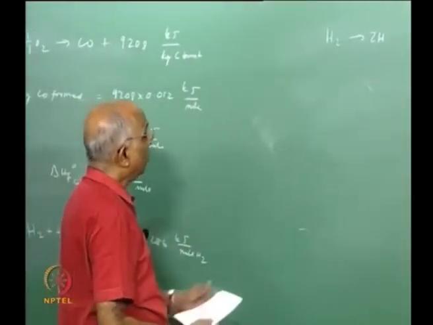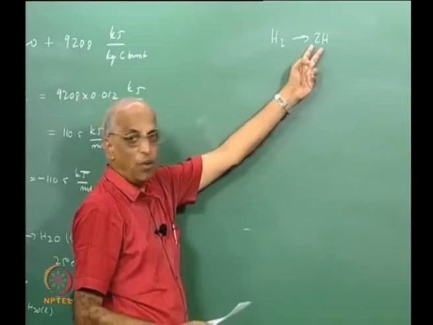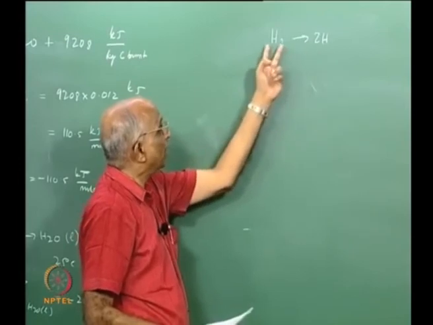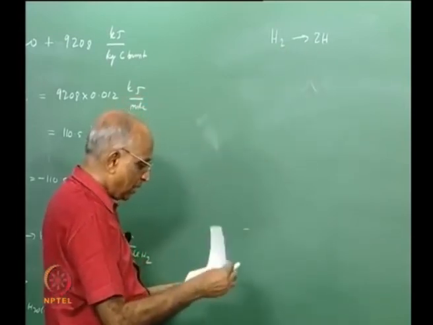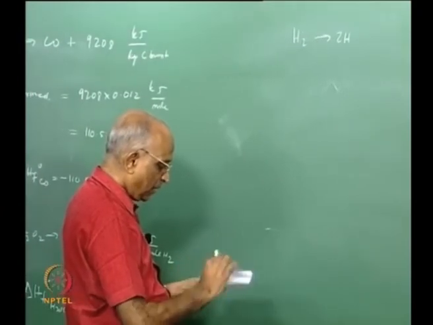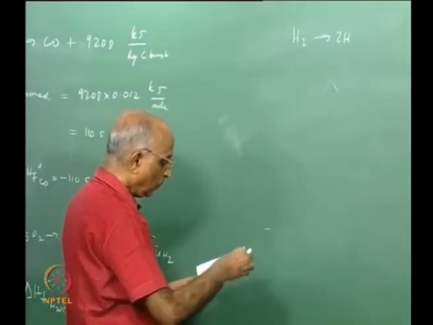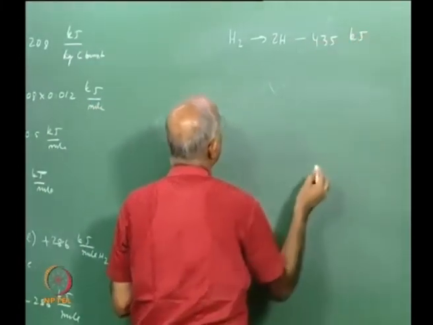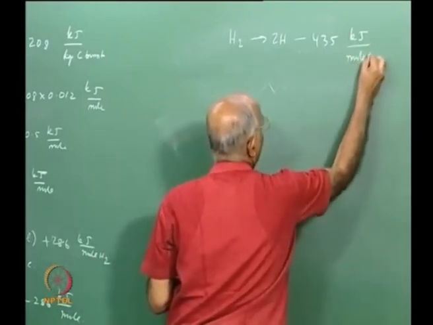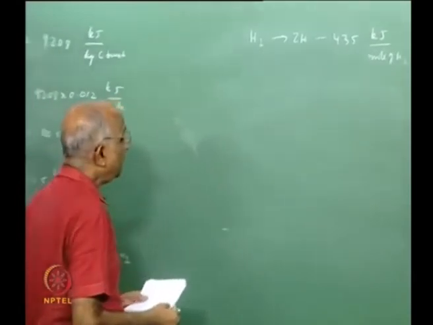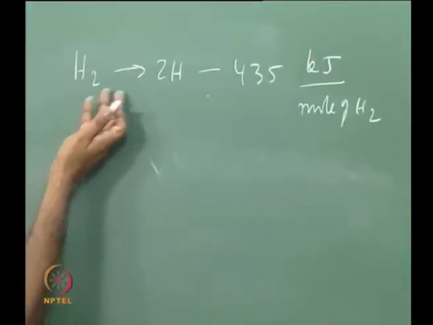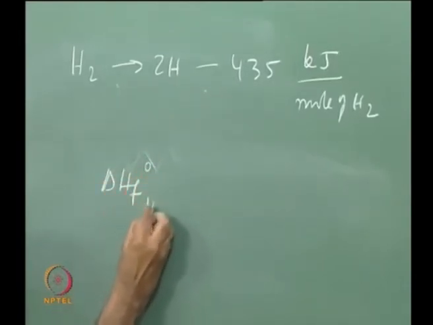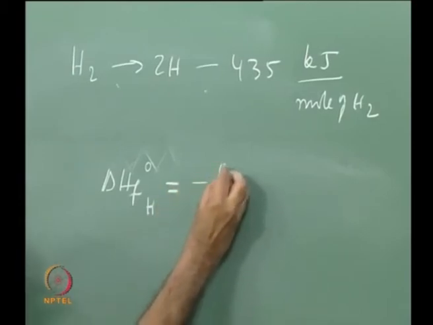What do we do in this case? We have to supply heat to be able to form hydrogen atoms, and the amount of heat required to dissociate 1 mole of hydrogen is something like, let us see, 435 kilojoules per mole of hydrogen, and therefore, that means in the reaction I have to supply heat, that means the reaction is endothermic.